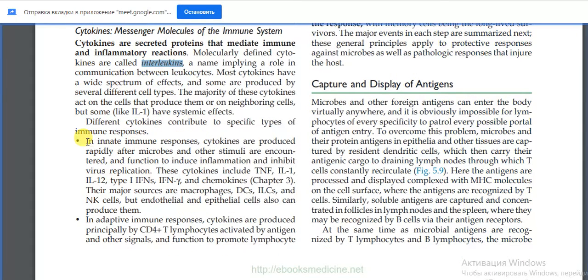For example, in innate immune responses, cytokines are produced rapidly after microbes and other stimuli are encountered. These cytokines include TNF, tumor necrosis factor, which you remember is produced predominantly by macrophages. Interleukin 1 is also produced by activated macrophages. Then interleukin 12, type 1 interferons, interferon gamma, and chemokines. Their major sources are macrophages, dendritic cells, and NK cells, as innate lymphoid cells. But endothelial and epithelial cells can also produce them.